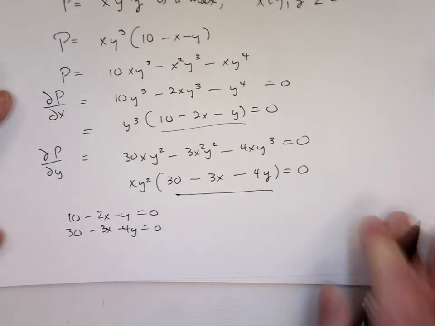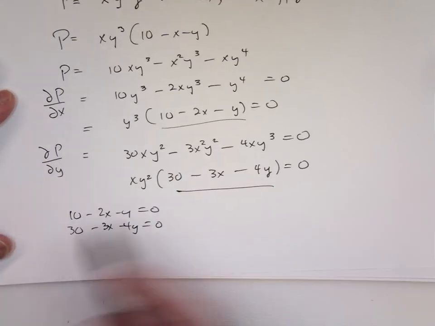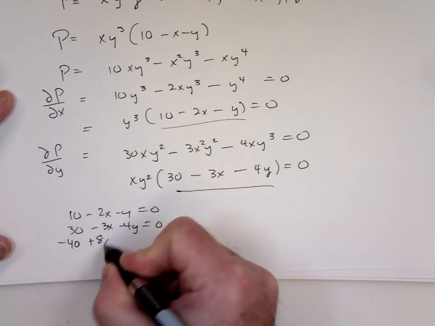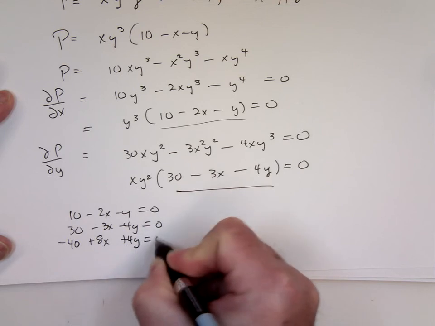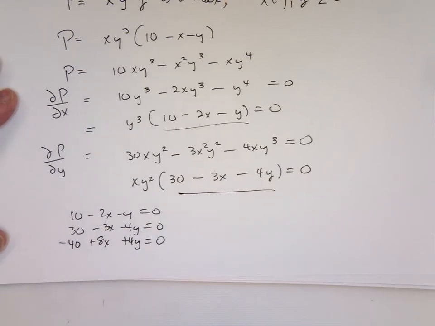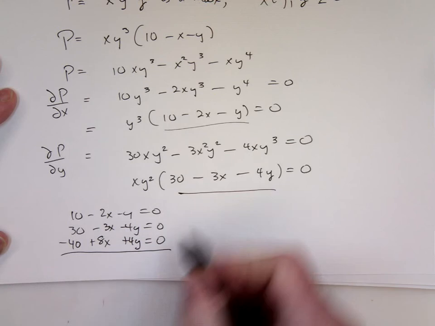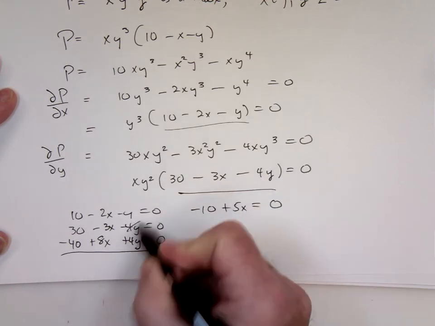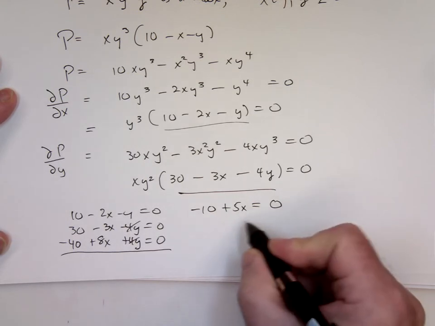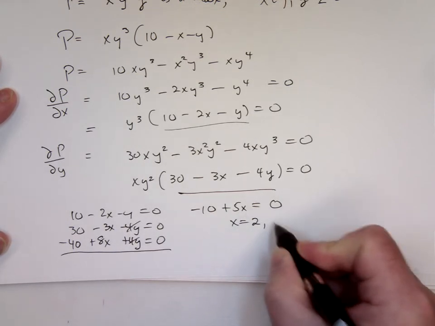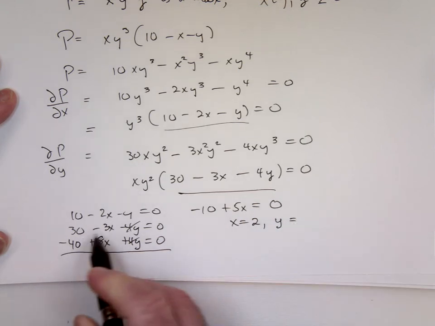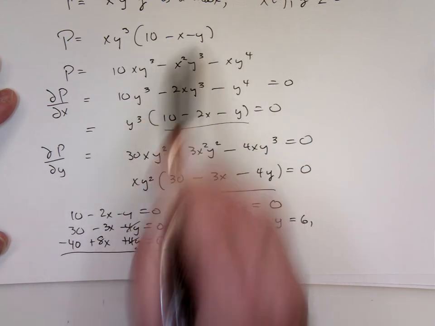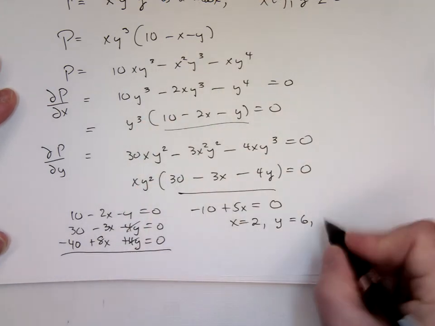And I think what I would do is multiply the top by -4, and add them up to get -10 plus 5x equals 0. The y's would cancel. 5x equals 10, so x is 2. Then y is equal to 6. And if y is 6, z, being 10 minus x minus y, is equal to 2 as well.